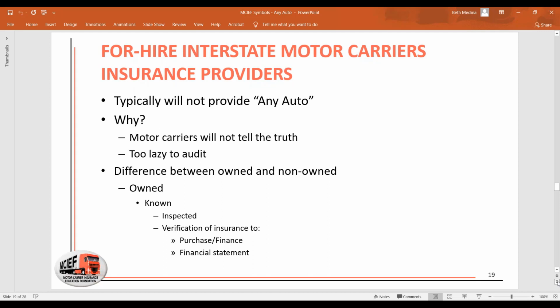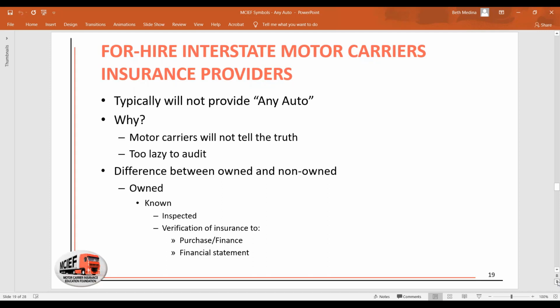How do we monitor all the use of vehicles the insured uses, whether they're owned or not owned, mainly owner-operators? And how do we collect the premium on an ongoing basis without waiting for an audit? So there's a difference between owned and non-owned. If it's owned, we typically know about them. Why? They're the ones that are being inspected all the time. It's verification for insurance and for other things.